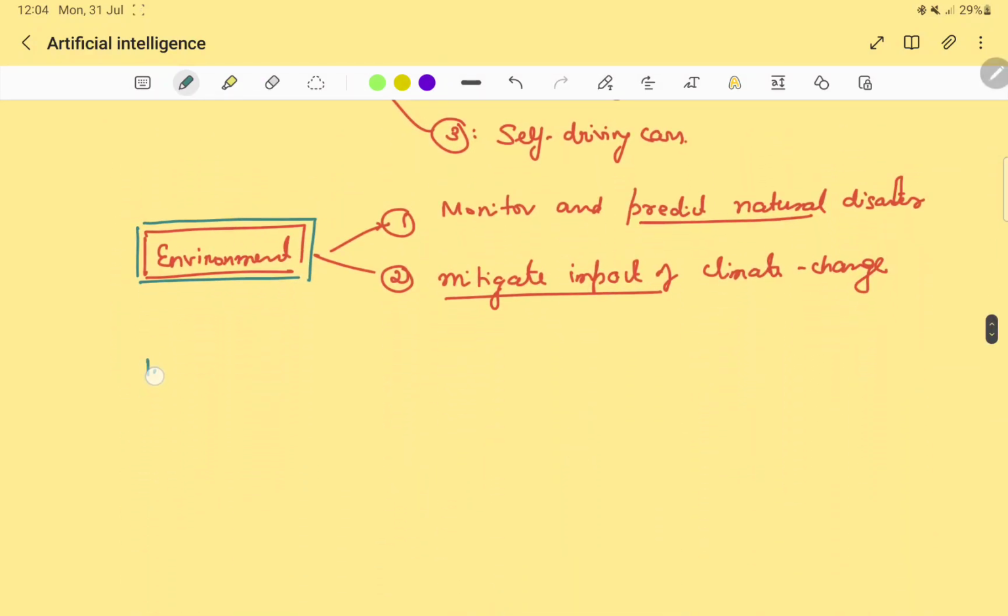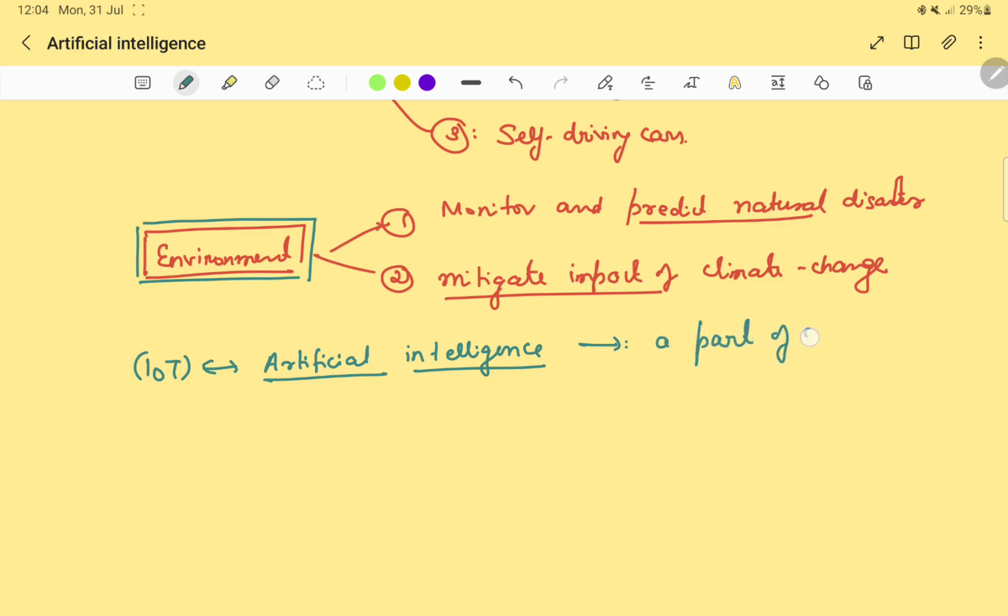And with the rising Internet of Things, artificial intelligence is going to become a part of our life. It is said that we do not use technology, we live technology. We live technology. We do not use technology now.